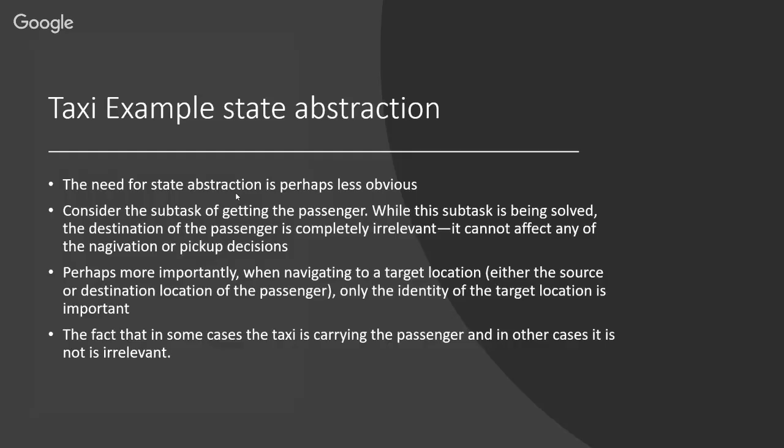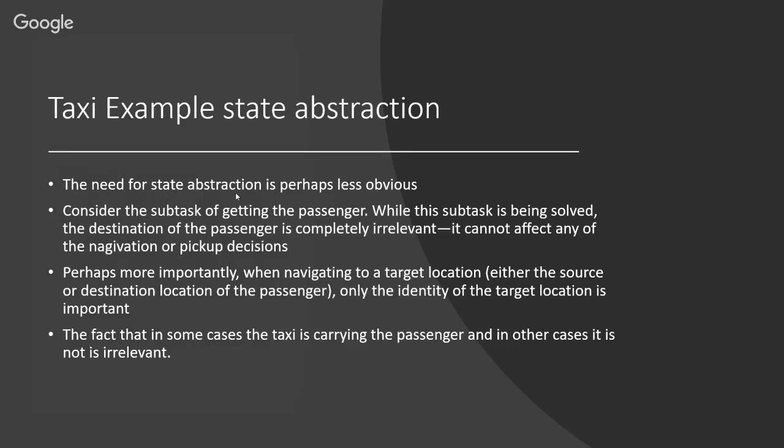Now, next, the state abstraction. The need for state abstraction is probably less obvious. Consider the subtask of getting the passenger. While the subtask is being solved, the destination of the passenger is completely irrelevant. It cannot affect any of the navigation or pickup decisions. So think about that.